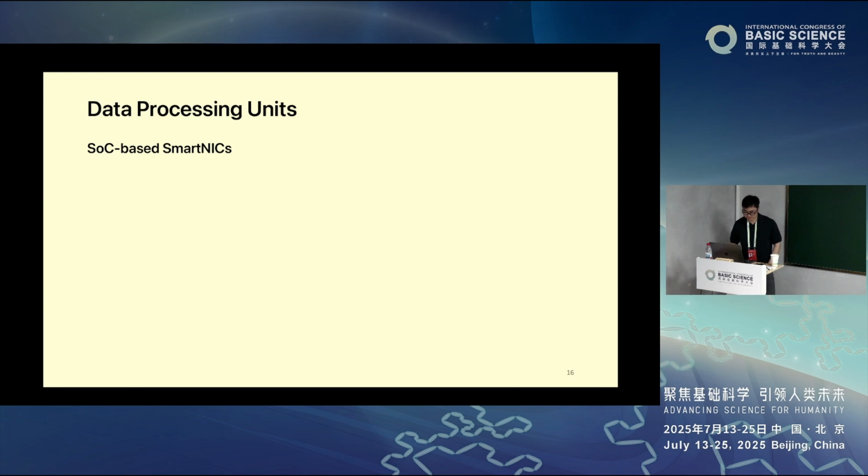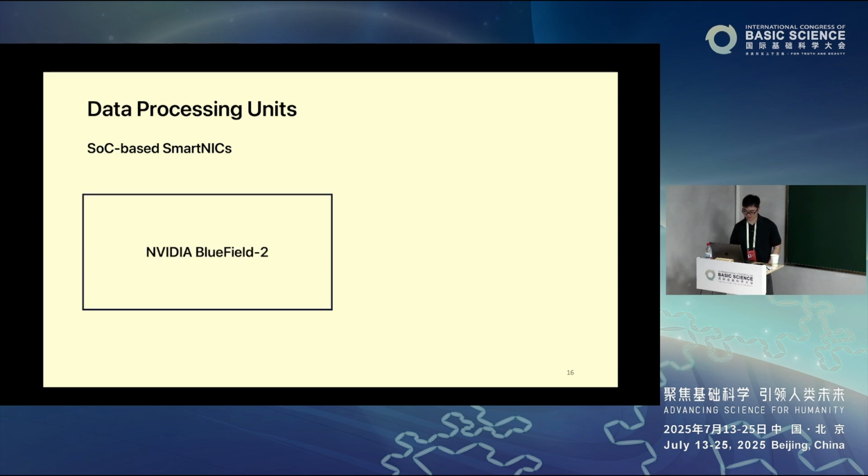Cool. All right, so DPUs. DPUs are essentially SoC-based smart NICs. SoC stands for system on a chip. So you have one chip. It's not just a CPU, it has many other hardware components that can serve as a dedicated machine. So DPUs are basically SoC-based smart NICs.